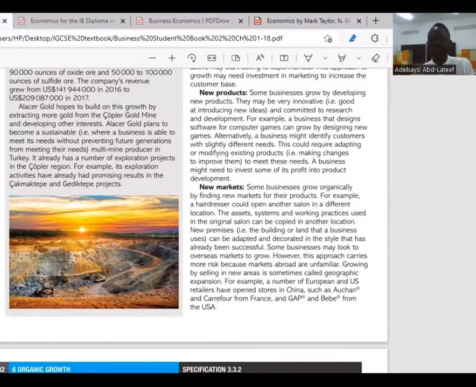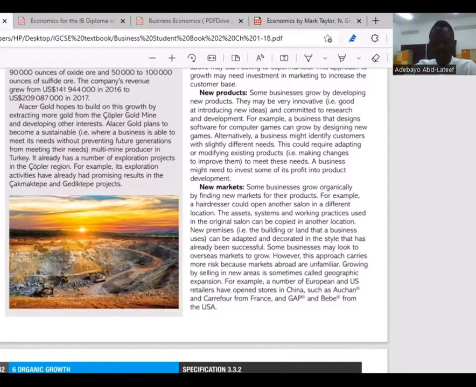So this is another method of organic growth, which is the third one, new markets. It means you are trying to sell outside your geographical location. So this organic growth involves finding new markets for products. That is the same as new markets. You have your product already, and you are trying to find a new market for the product. So this is geographic expansion, which is also an organic method of growing.